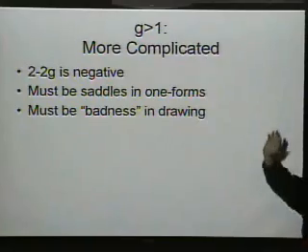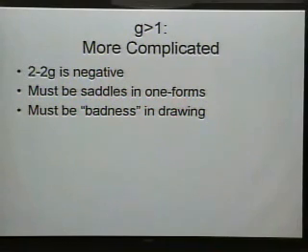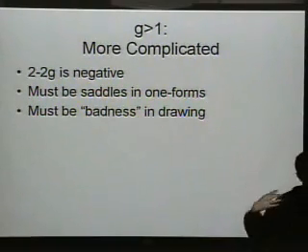Okay. All right, so genus G greater than 1. The short answer is it's going to be more complicated. So we're not going to be completely satisfied with what we get. We'll just tell you what we get. So 2 minus 2G is now negative.